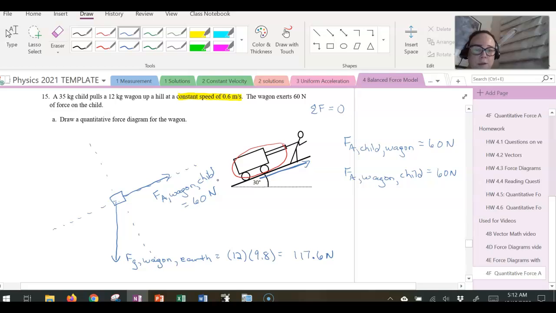Are there any other forces here? Well, the wagon's not falling through the hill, right? It's being supported on the hill. So there is a normal force perpendicular to where the wheels are pressed into the hill. So there's a normal force being exerted on the wagon by the hill. And I think we have a good set of forces here. The force of gravity is at an angle. It is not parallel to either of my coordinate axes. And so I need to break it into its components.